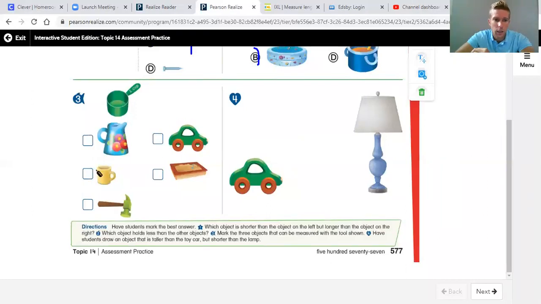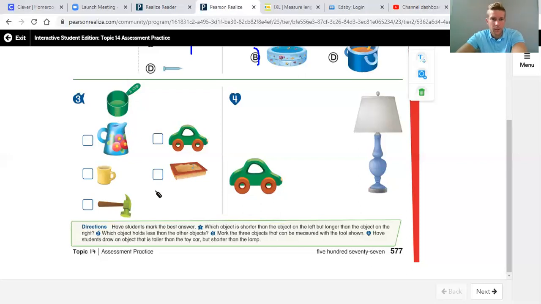What objects here can we use the measuring cup to help us measure? The measuring cup, I'm saying the word measure a lot, right? The measuring cup can be used to measure the capacity of what 3 items? You have to choose 3. We're looking for the capacity. We need to find capacity with this here.